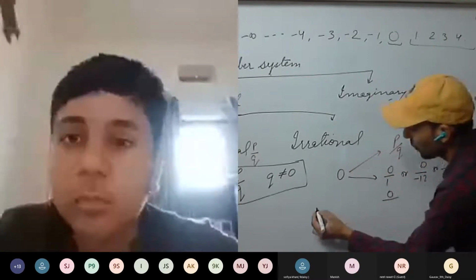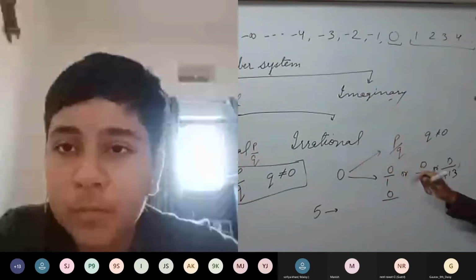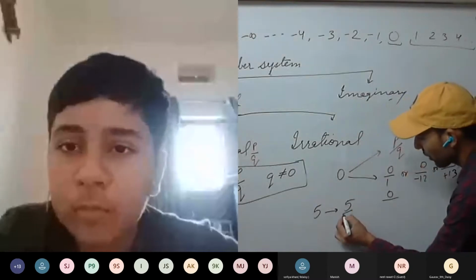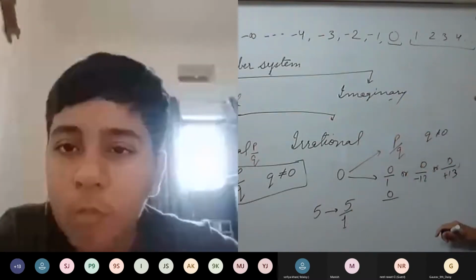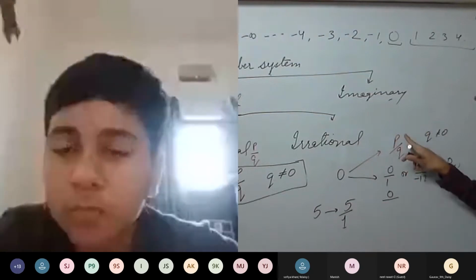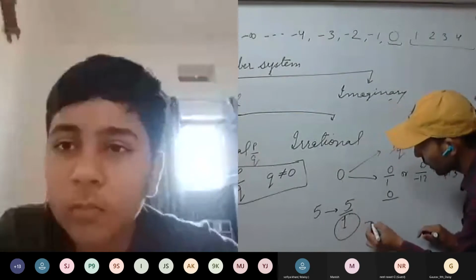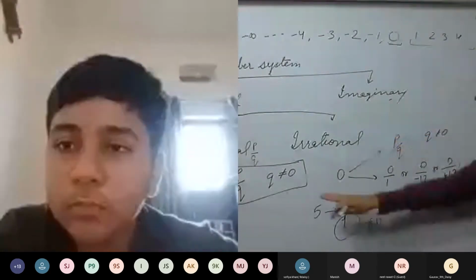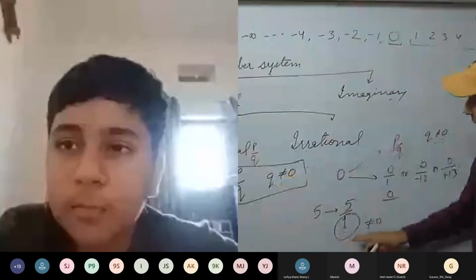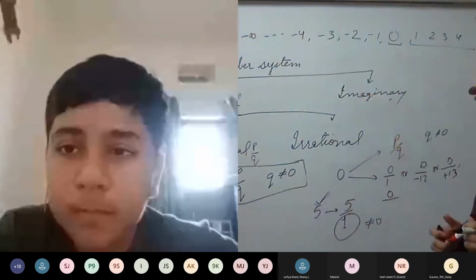For example, 5. Can we represent it in the form of p by q? Yes, we can represent 5 upon 1. It's in the form of p by q, where q, that is 1, is not equal to 0. So it satisfies these conditions. Therefore, we can say 5 is a rational number.